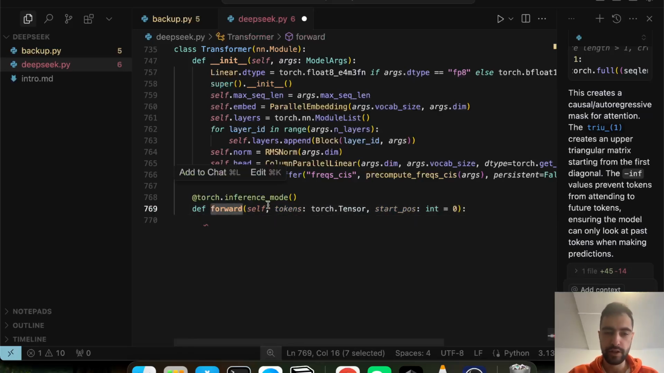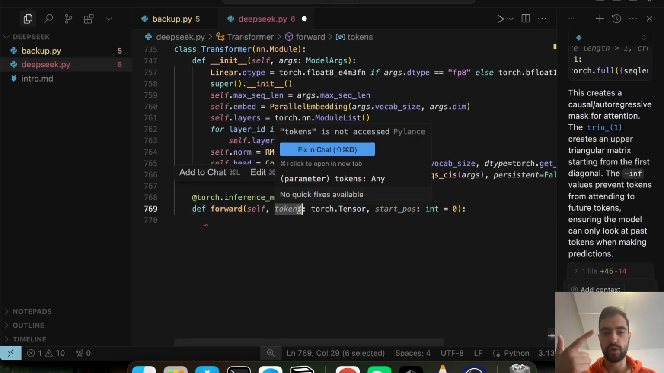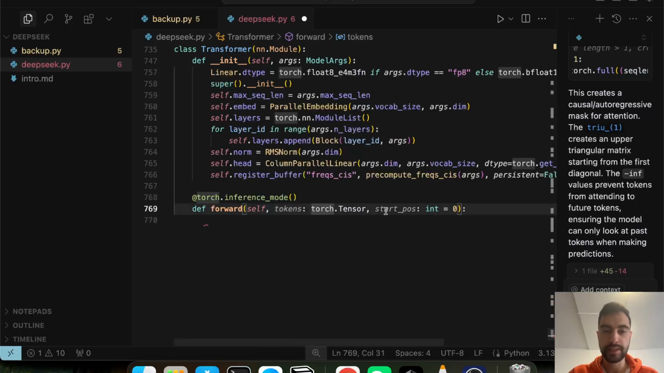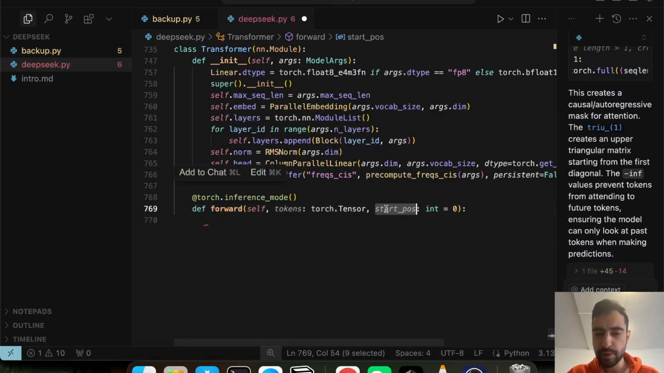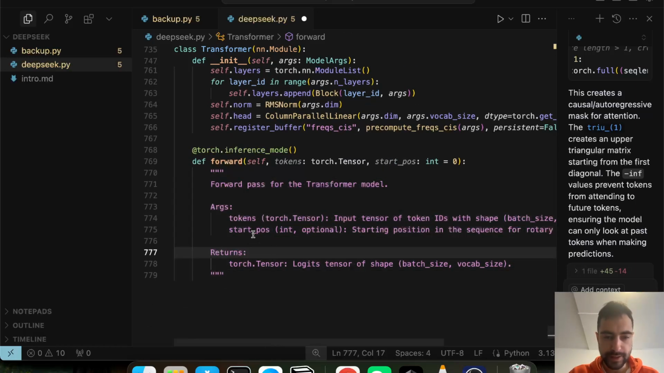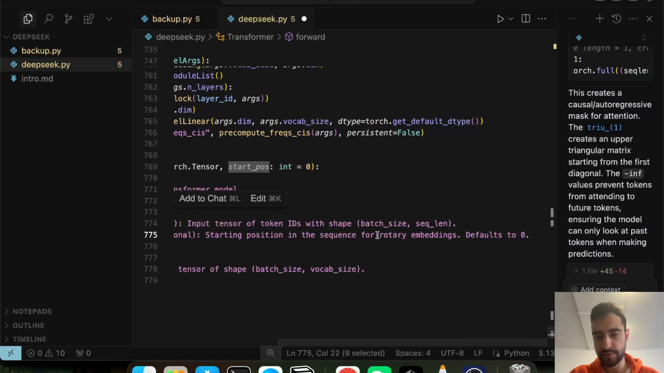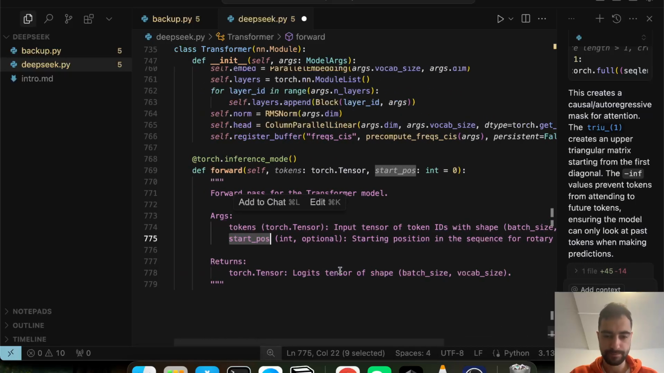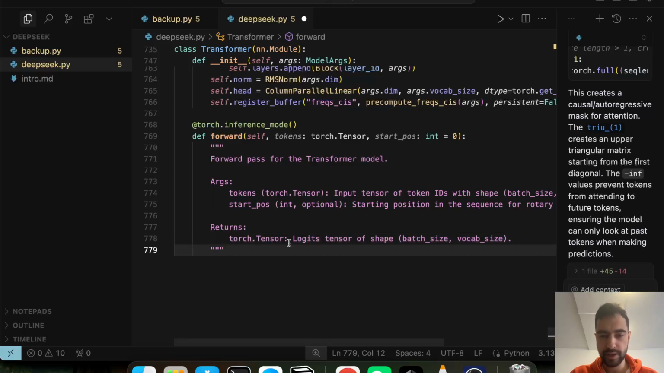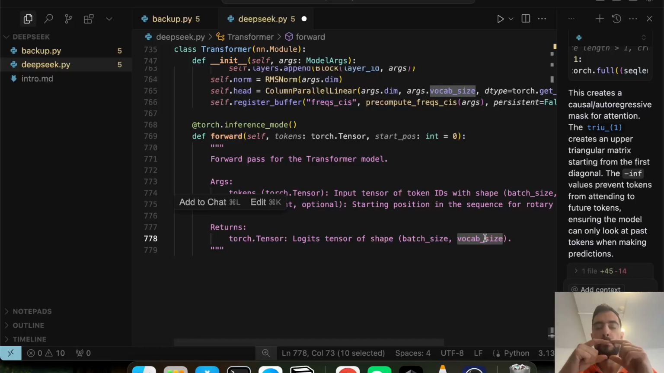So we have the forward function, it has tokens, this is batch times tokens, and there is no vector embeddings for each token. It's just a list of context windows, multiple context windows. And start position is for the rope scaling, I think. We'll see here. Start position, starting position in the sequence for rotary embeddings, defaults to 0. And it returns a logits tensor of shape batch size by vocab size, so it returns a probability for each token to be selected, and there are batch size of them.